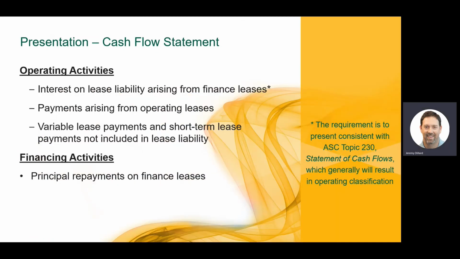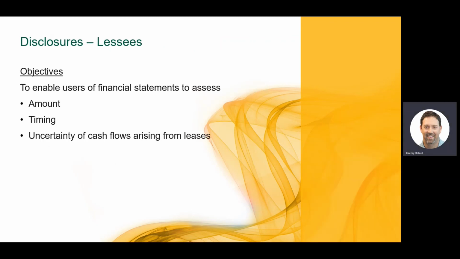For the cash flow statement, operating leases are all included in operating activities. For finance leases, the interest portion of the lease payments is included in operating activities, and the principal portion of lease payments is included in financing activities. As it relates to disclosure requirements, Topic 842 says there should be enough information to enable users of the financial statements to understand the amounts, timing, and uncertainty, if any, of cash flows related to leases.